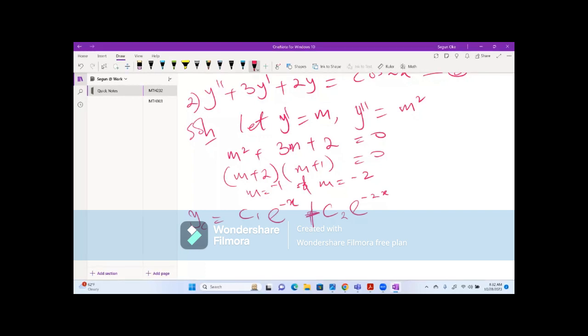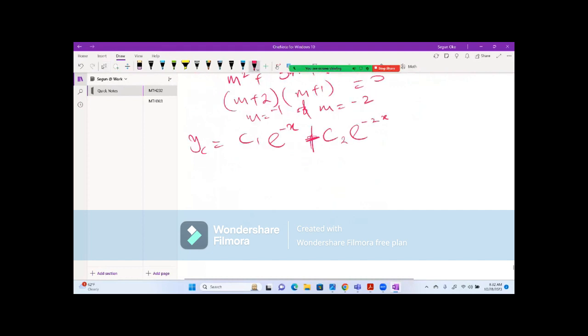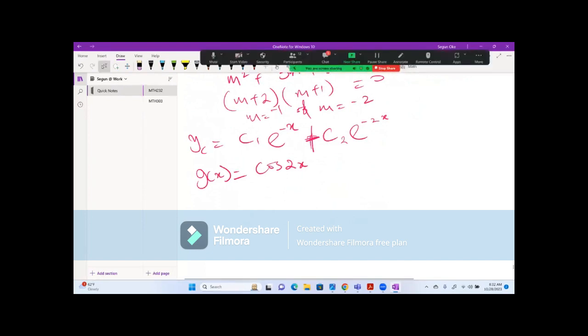But don't forget here our g of x, which is what? Cos 2x. Now that we have cos 2x, how do we write cos 2x?